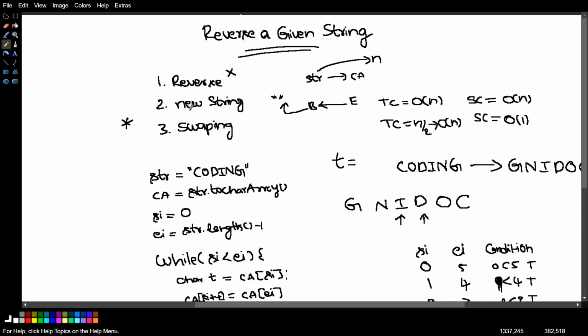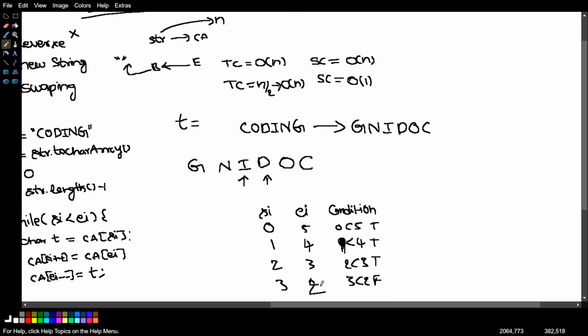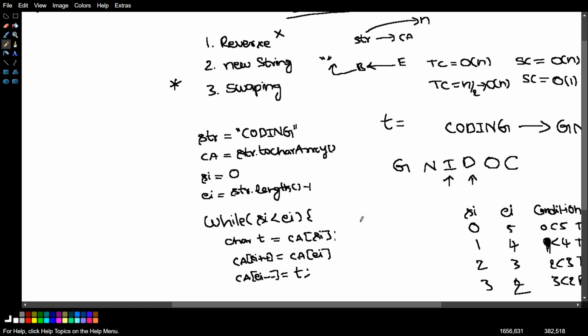And moreover, for the new string approach, I explained the time complexity and space complexity, and what the problem is with taking a new blank string. The recommended one is swapping. I explained that in detail with an example in the tracing part also. So if you did not watch that video, please watch it.